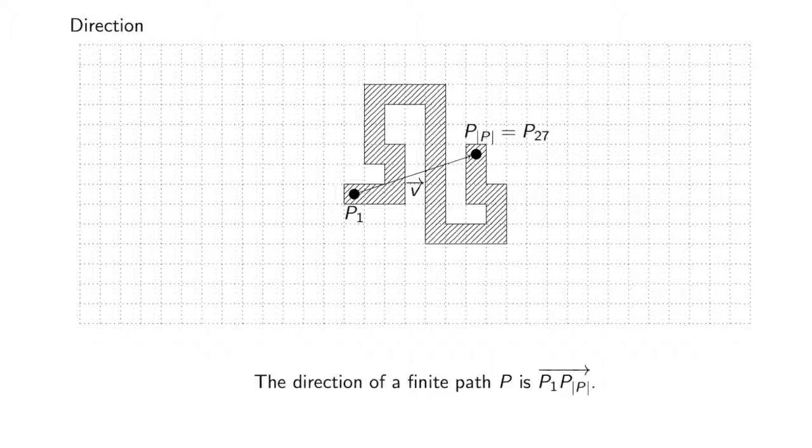The direction of a finite path is the vector which starts at position P1 and ends in the last position of the sequence P. We denote the direction of a finite path by V. Thus by definition the translation of P1 by V is the last position of P.